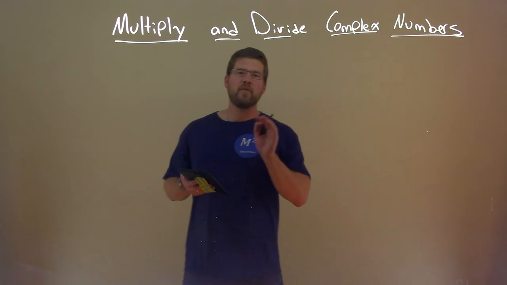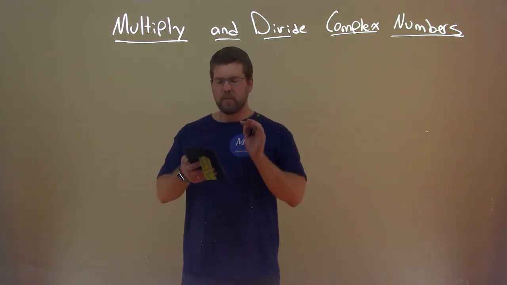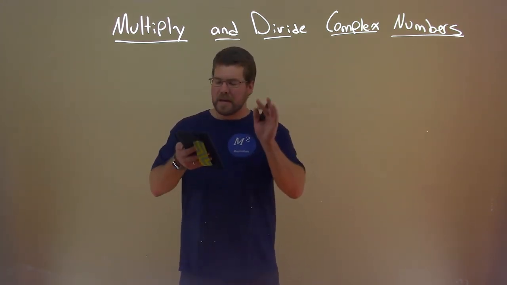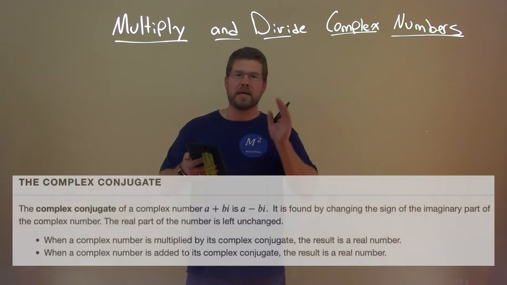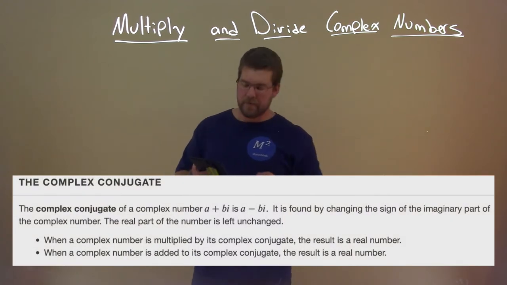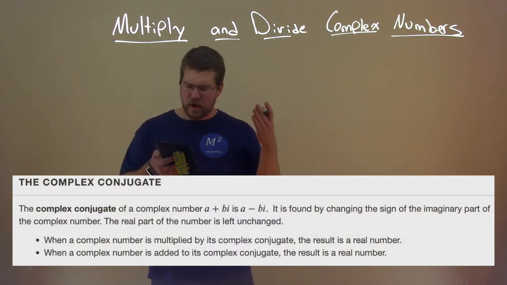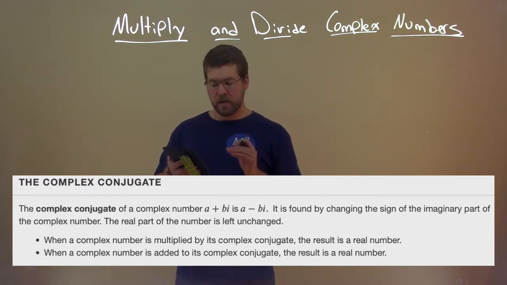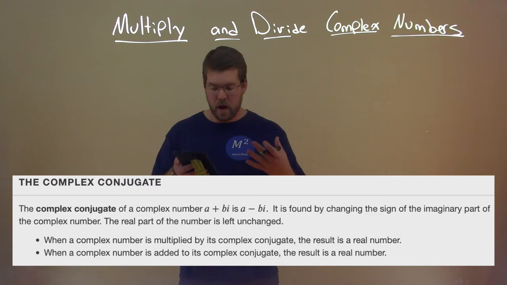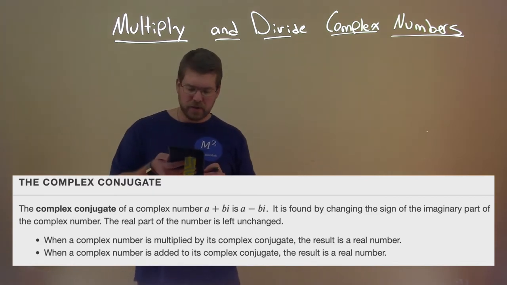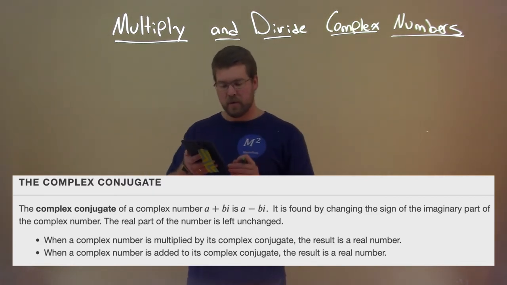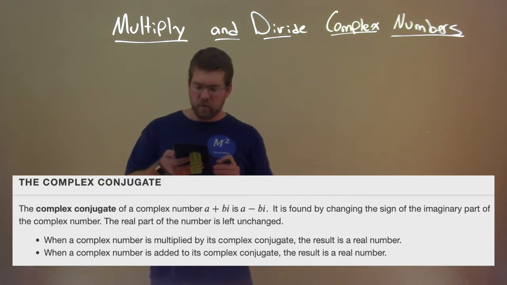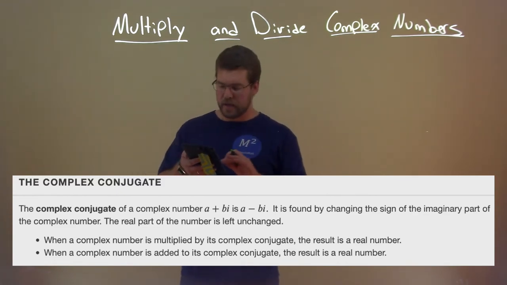So now we're going to divide complex numbers, and to do that we first need to learn about what is called the complex conjugate. Here's the definition. The complex conjugate of a complex number, a plus bi, is a minus bi. It is found by changing the sign of the imaginary part of the complex number. The real part of the number is left unchanged.